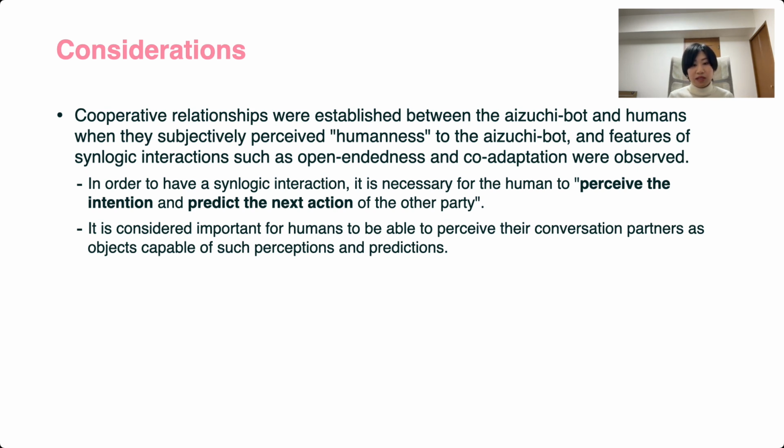In order to have a synlogic interaction, it is necessary for the human to perceive the intention and predict the next action of the other party. Based on the results of the experiment, it is considered important for humans to be able to perceive their conversation partners as objects capable of such perceptions and predictions.